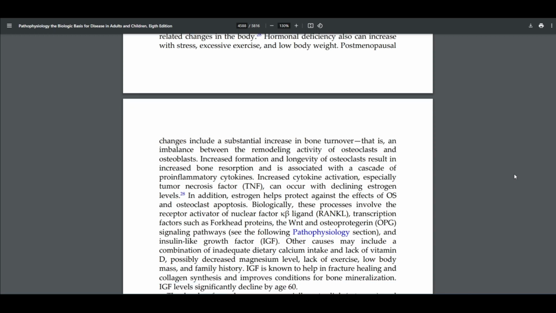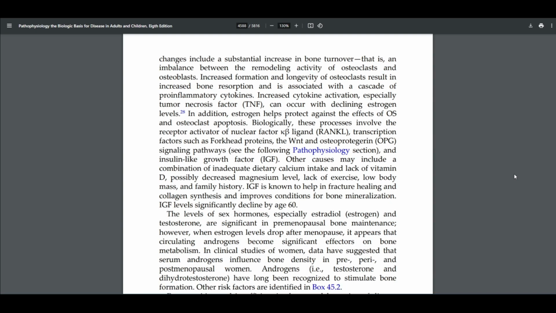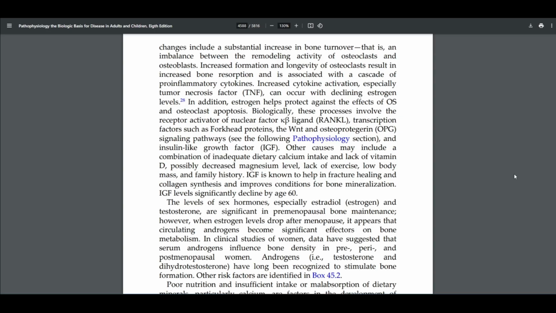Postmenopausal changes include a substantial increase in bone turnover, that is, an imbalance between the remodeling activity of osteoclasts and osteoblasts. Increased formation and longevity of osteoclasts results in increased bone resorption and is associated with a cascade of pro-inflammatory cytokines. Increased cytokine activation, especially tumor necrosis factor, can occur with declining estrogen levels. In addition, estrogen helps protect against the effects of oxidative stress and osteoclast apoptosis.